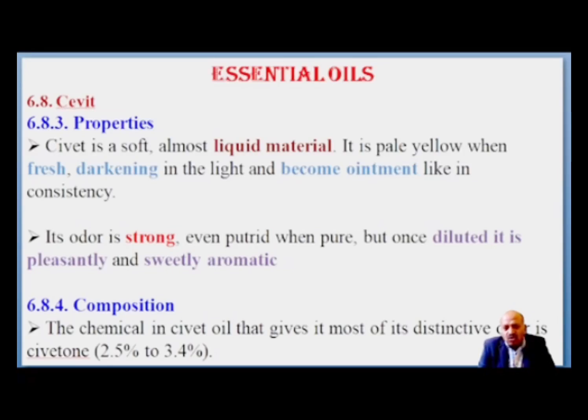Properties: civet is a soft, almost liquid material. It is pale yellow when fresh, darkening in the light and becoming ointment-like in consistency. Civet is a secretion obtained from the animal, pale yellow or darkened in the light, and it becomes like an ointment also. It has different types of physical appearance based on the conditions.